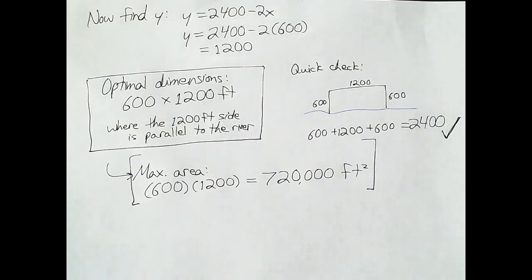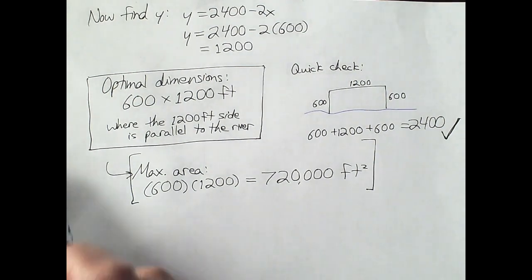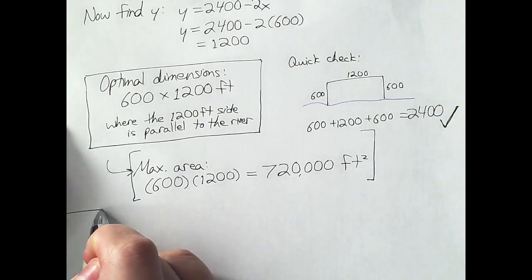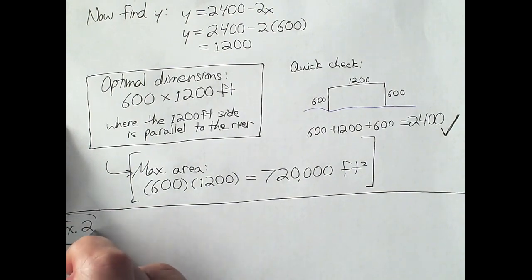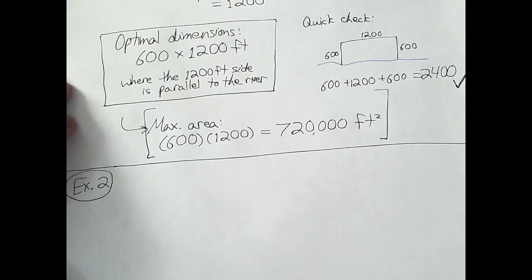Okay. So we've got another problem. This next one is not about a rectangular field. It's going to be a different kind of optimization. Example 2. I'm going to walk us through this one also. I'm going to have you try example 3 on your own.